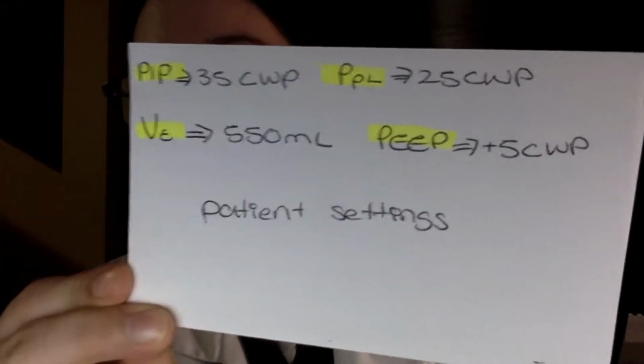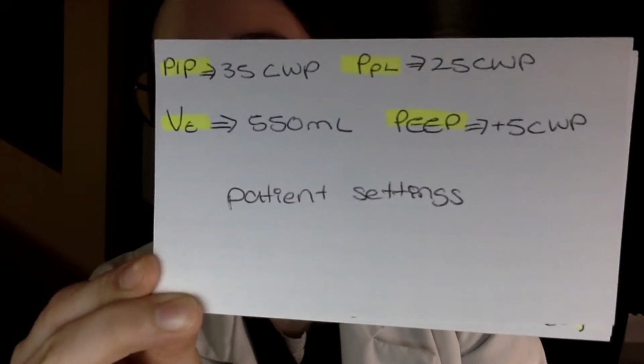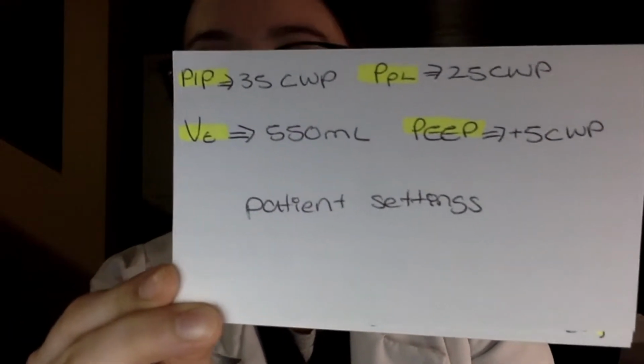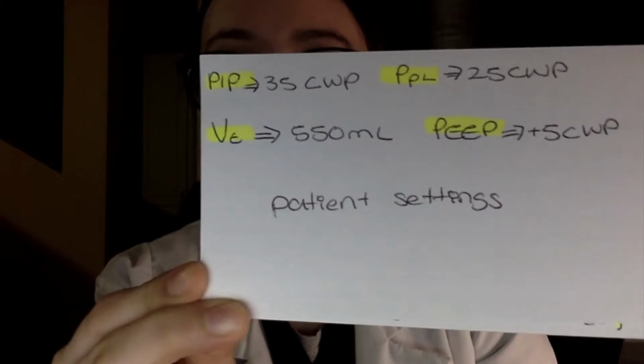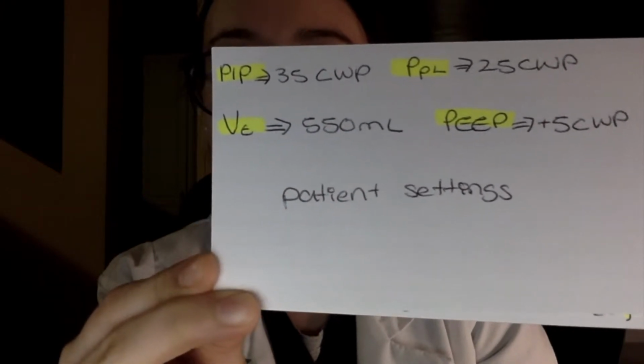So, the patient settings that we were given today are a peak inspiratory pressure of 35 centimeters of water pressure, a plateau pressure of 25, a tidal volume of 550 mLs, and a PEEP of 5. So first we're going to go ahead and calculate the Raw.